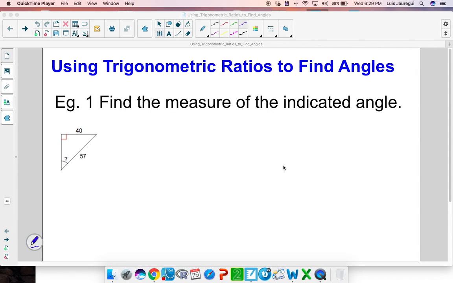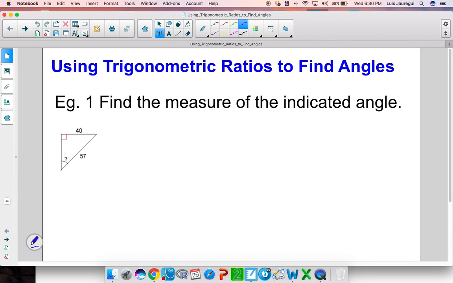Let's go ahead and get started with example 1. Find the measure of the indicated angle. Let's take a look at our diagram. We're looking for the measure of this particular angle. Instead of a question mark, let me use some mathematical notation and call it theta. Now, based on that angle, let me circle this angle.